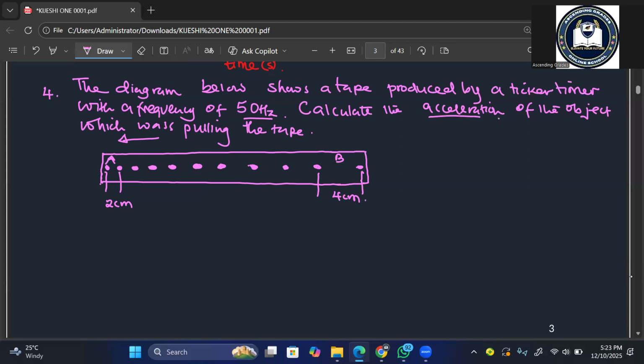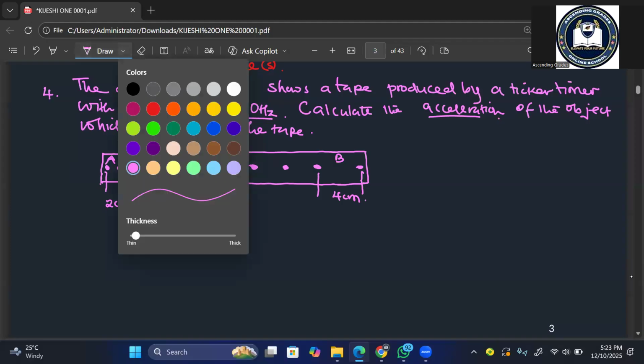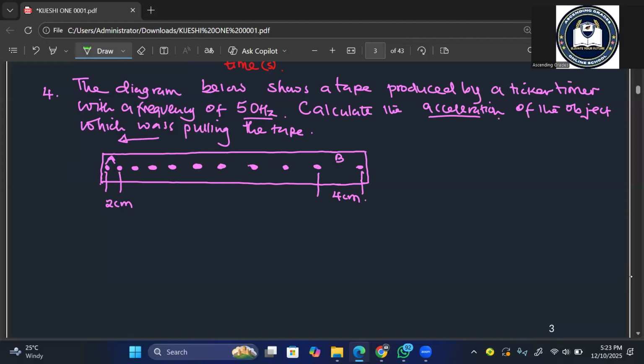But before looking for the acceleration, the first thing you need to get is the period. So period or time is given by 1 over f. It is 1 over 50, and this one will be the same as 0.02 seconds. This means that in between two dots, it's taking a period or time of 0.02 seconds.